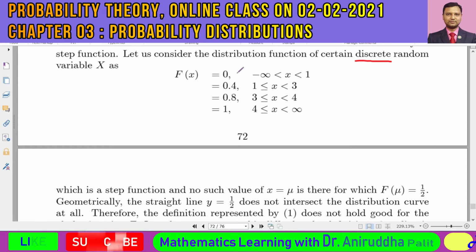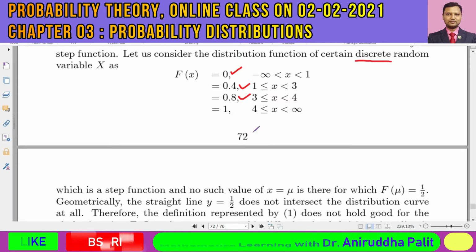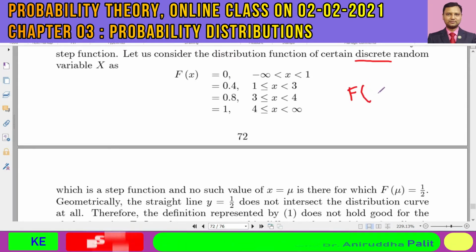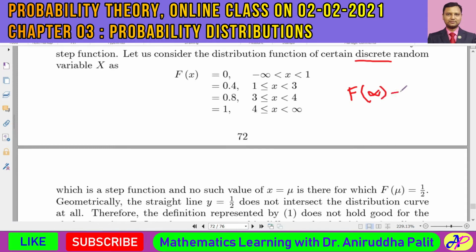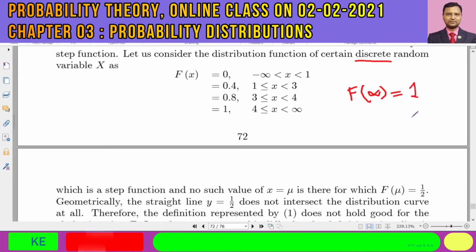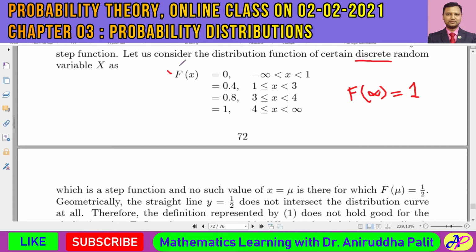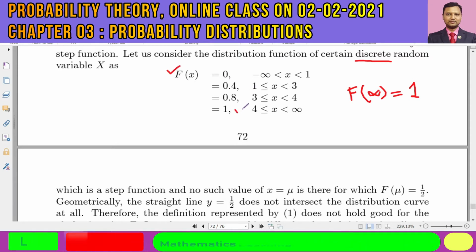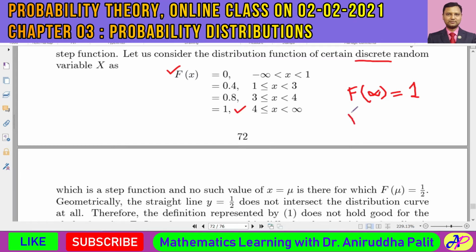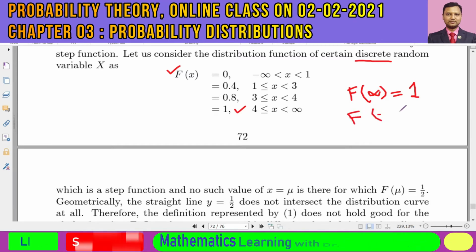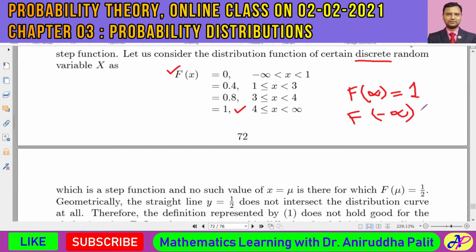Now, if you look at these figures, 0, 0.4, 0.8 and 1. We know that F of infinity is equal to 1. This is a property of this distribution function. So it is clear that F of infinity is equal to 1. Again, F of minus infinity is equal to 0. So over here, F of minus infinity is equal to 0, that is obtained by this segment.